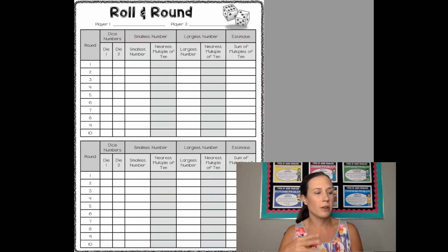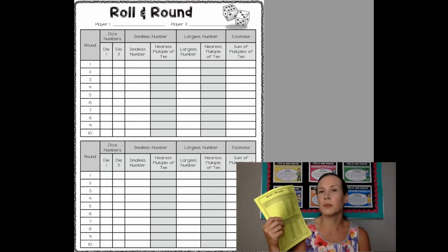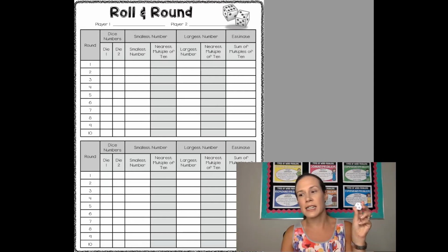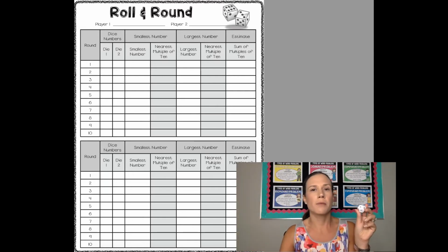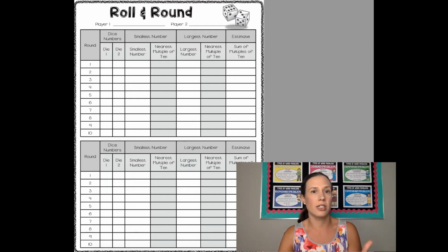And so Roll 'n' Round I've had on my blog for years, and it's still just as effective today. Once again, I like to print it on color, and I know we've mentioned this before. I like the 10-sided die for this game, just because you really need to have all 10 digits. If you only go through 6 and you don't have the 0 and the 7, 8, 9, you're going to be missing a lot. And this is just a fun, active game for students.